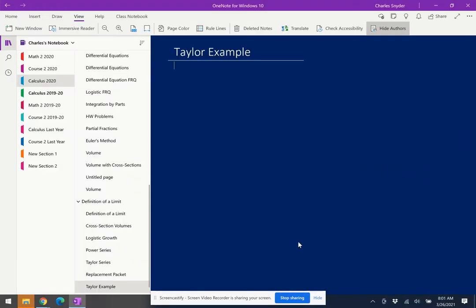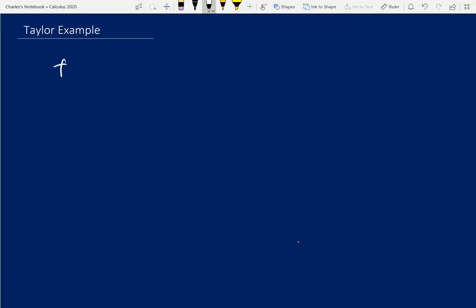All right, I want to build a Taylor polynomial for the function f of x is equal to 1 over 1 minus x.